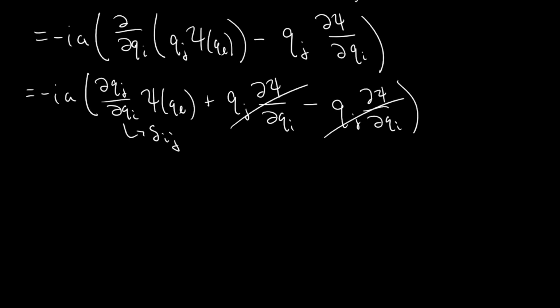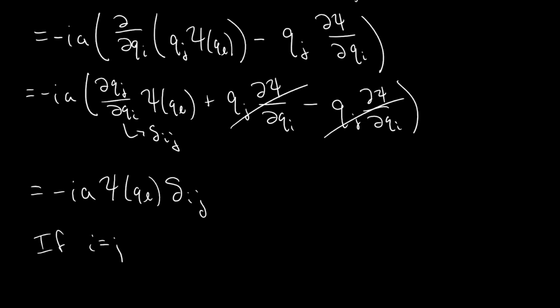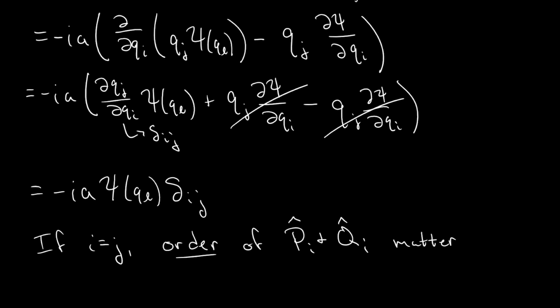And I see that this is just equal to minus iħ times psi q sub l delta ij. And so we see that if i is equal to j, the ordering of p hat and q hat matters. So it actually matters if I act first with the momentum operator and then I act with the position operator, or vice versa.